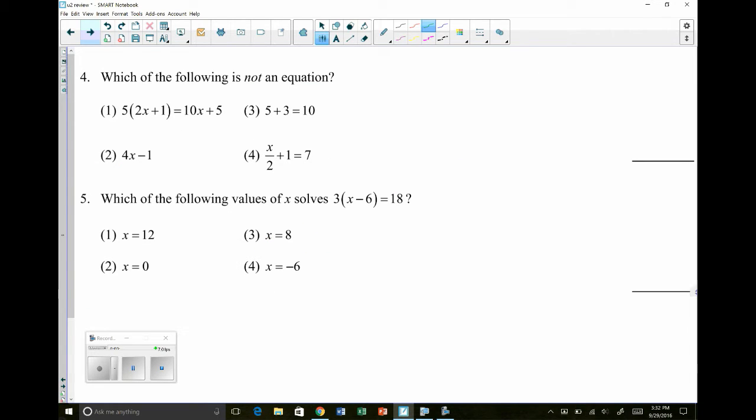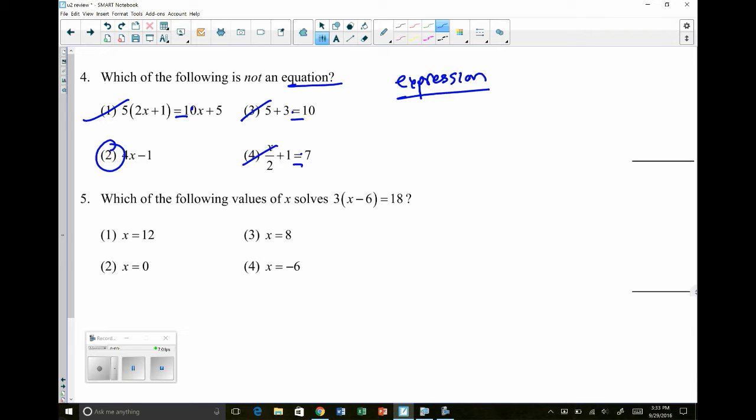Number 4, which of the following is not an equation? Equations have equal signs, expressions don't. If you don't have an equal sign, you're an expression. There's an equal sign. There's an equal sign. There's an equal sign. Number 2 is the expression because it doesn't have an equal sign. You can't solve an expression. You can solve an equation.